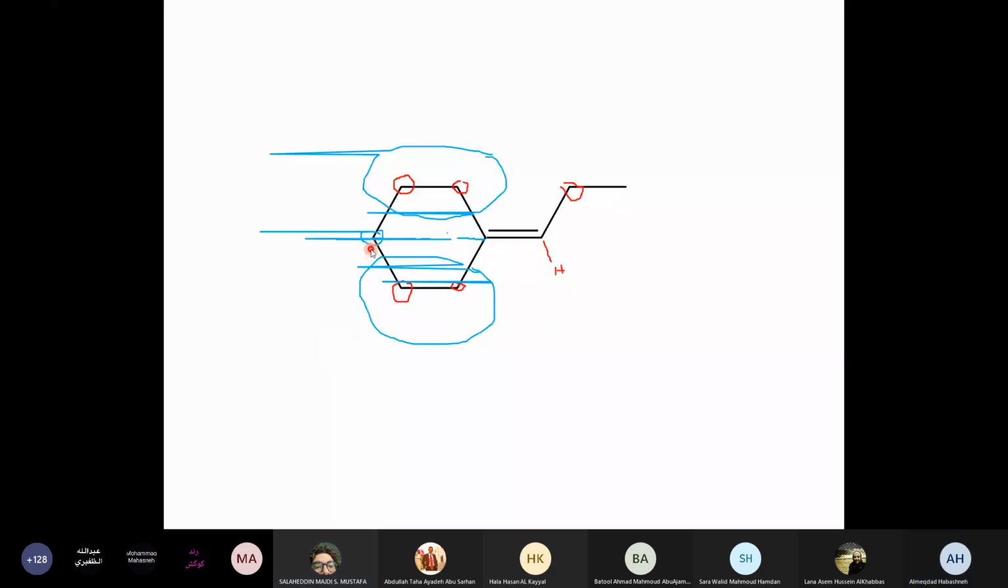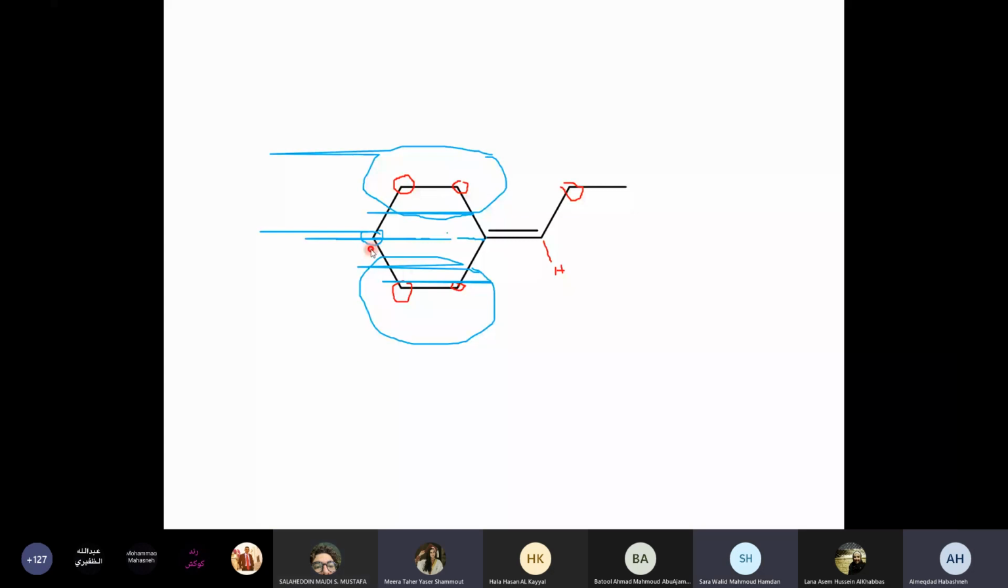Does this compound have stereogenic centers, and can it have configurational isomers? No. Why not? Because it is identical above and below.